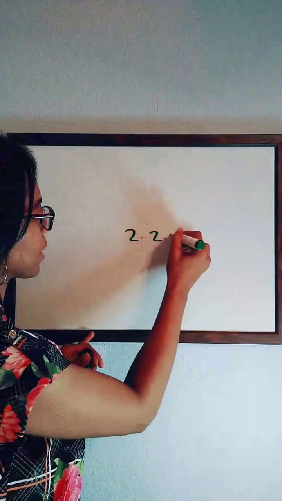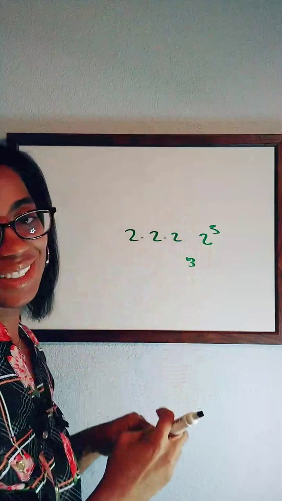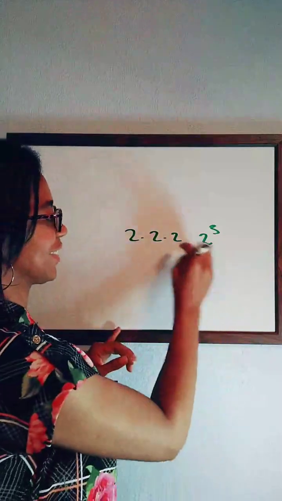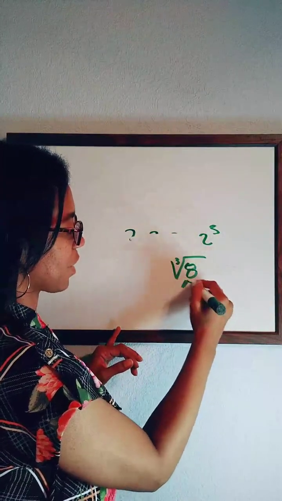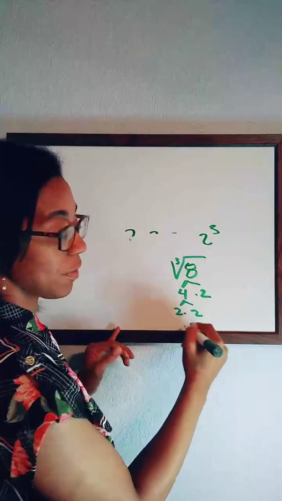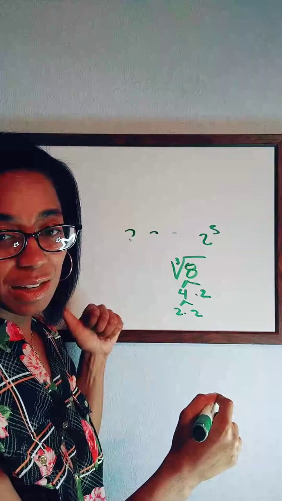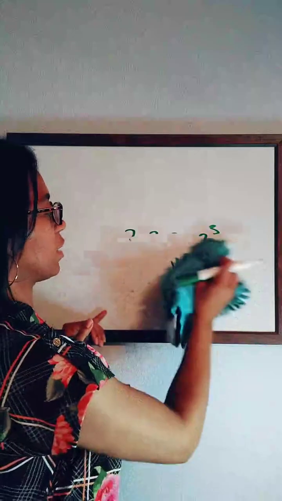That's not really my expertise. All I can do is tell you if it's 2 times 2 times 2, that's 2 to the power of 3. So for instance, if you want the cube root of 8, you factor it out and do 4 times 2, and then 2 times 2. Whatever you have a set of 3 of, that's what you take out. That's all I can tell you for that.